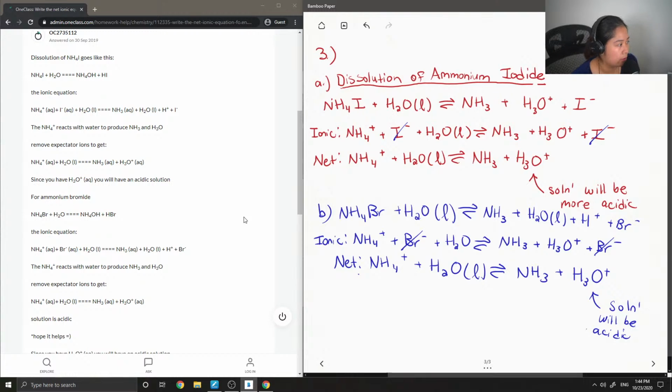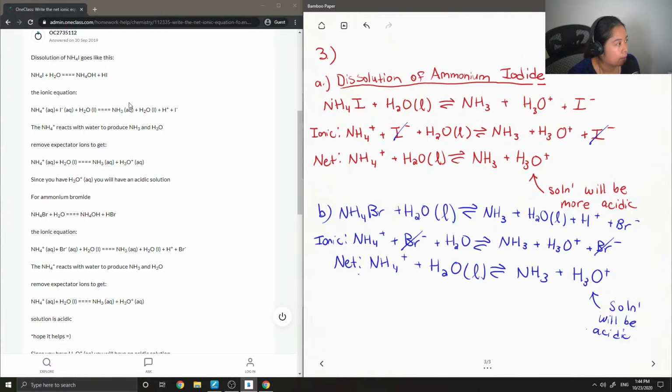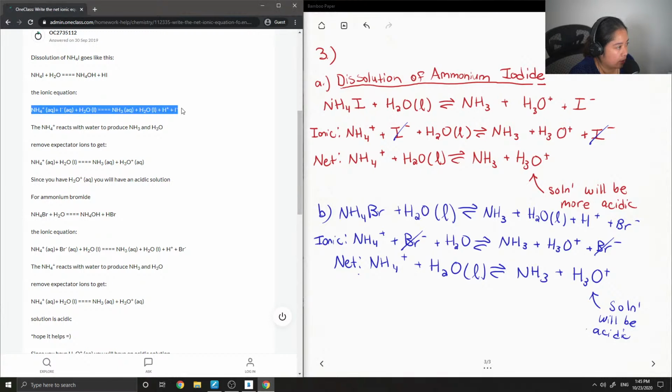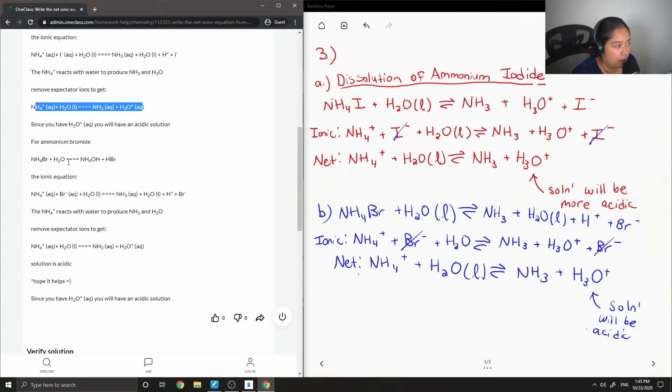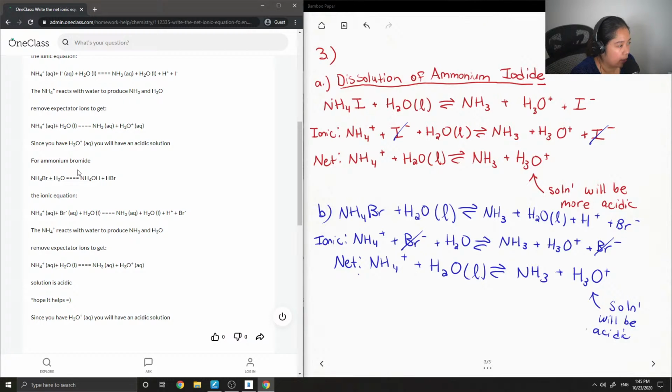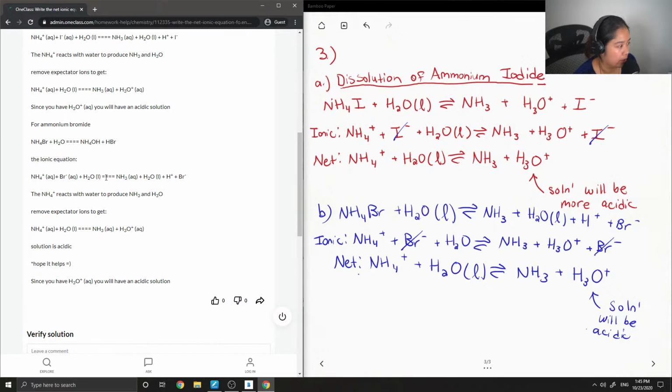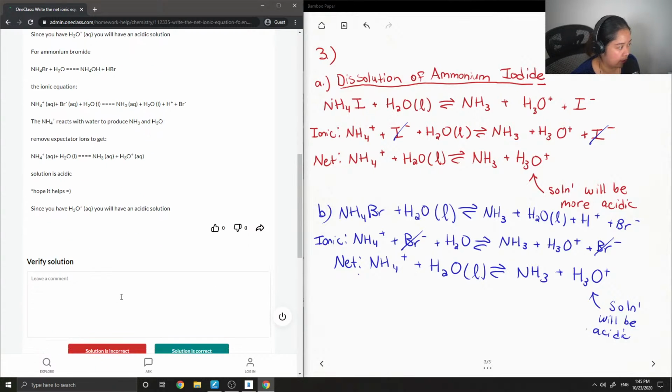Okay, so let's look over to what our junior tutor said. They wrote out the dissolution of ammonium iodide. They have the net ionic equation here. They removed the spectator ions to get NH4+, H2O, NH3, and H3O+. You'll have an acidic solution. And then they do the same thing for ammonium bromide. And again, the solution is acidic. So this solution is correct.